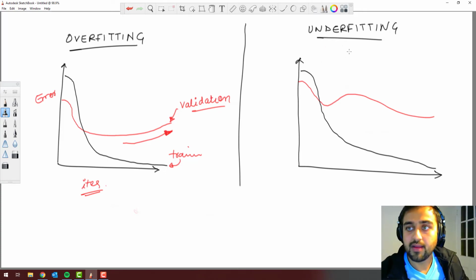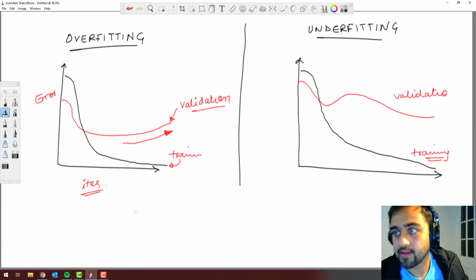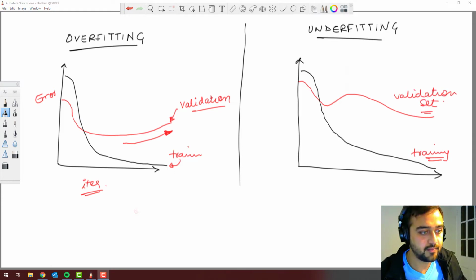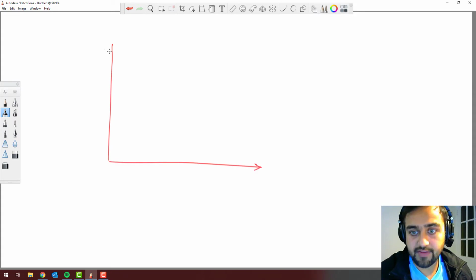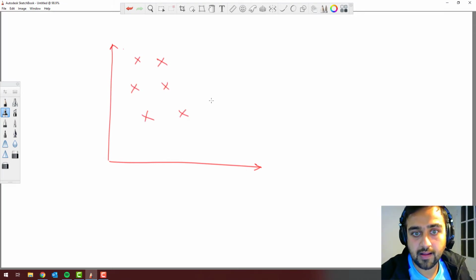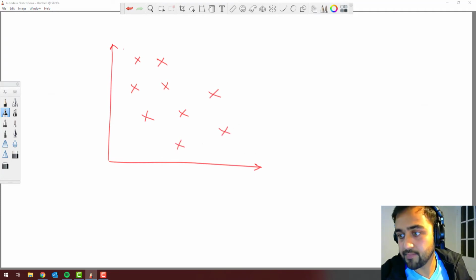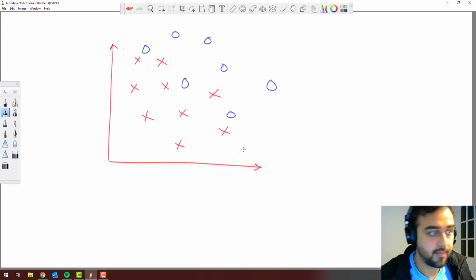Similarly, in underfitting, you can see the error going down on the training data set, while it initially decreases for the validation set, but then increases and it fluctuates basically, right? So if you want to understand this on the basis of an example, let's try and build our example. Let's say we have these two axes, right, where we have some crosses, right, and some zeros, right. So let's say we have something of this sort.